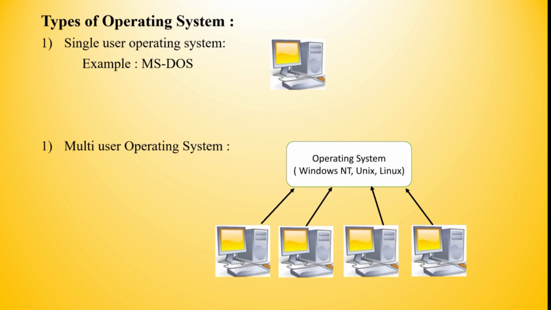Let us discuss the types of operating system. First one, single user operating system. This operating system allows only one user to use the operating system. For example, MS-DOS. Second one, multi-user operating system. This operating system allows many users to use the operating system at the same time. For example, Windows NT, Unix, Linux, etc.